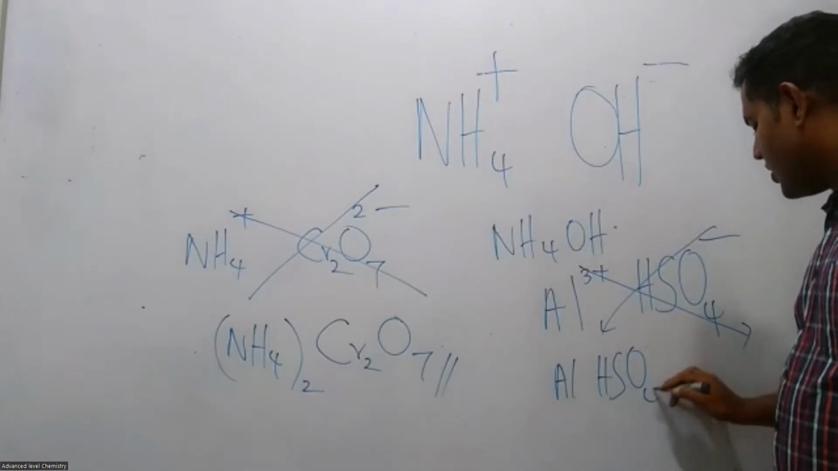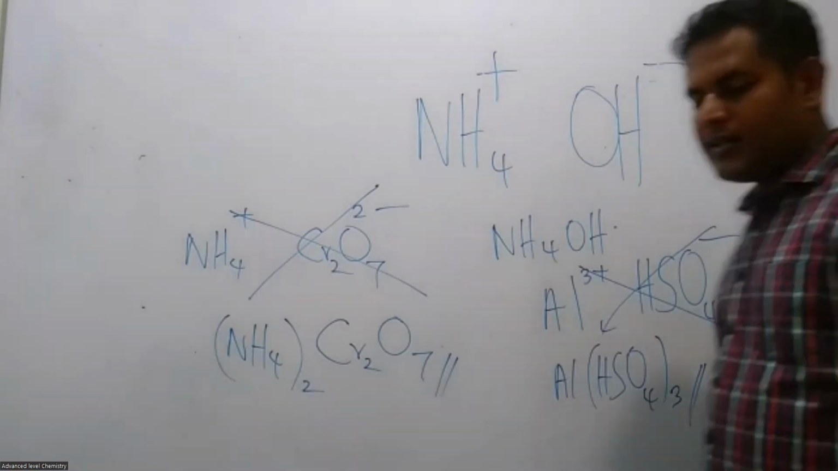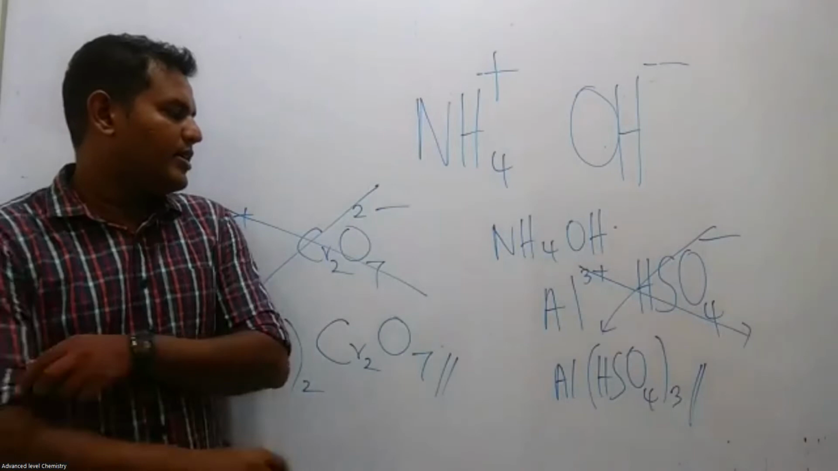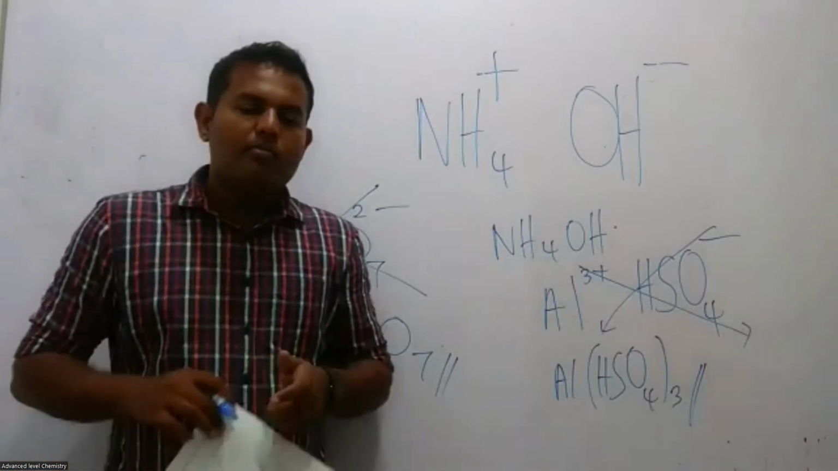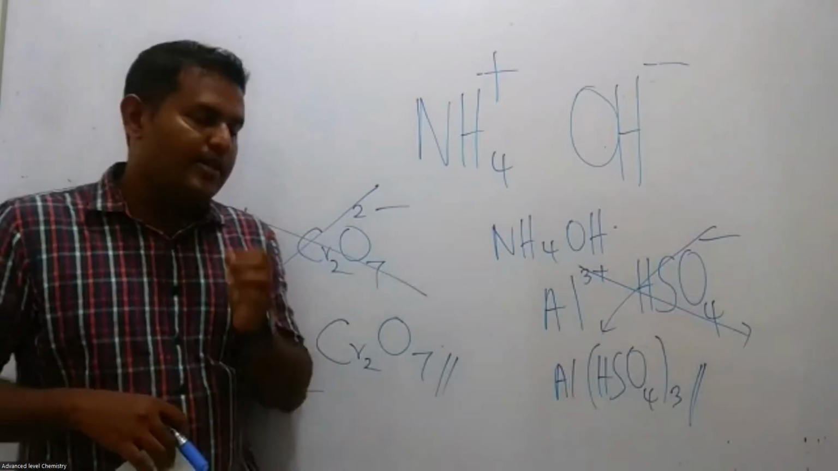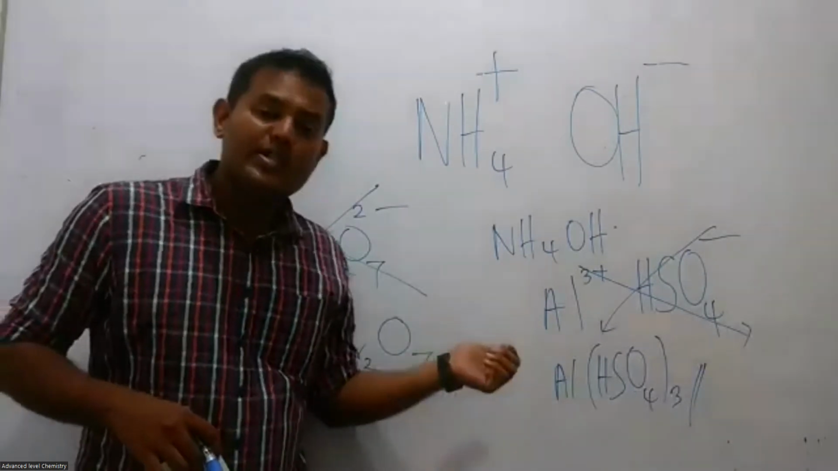Right? That is Al HSO4, and then you get this 3 here. That is thrice. So that is Al(HSO4)3, aluminium bisulfite. If you have written your answer like this, really great. Okay, good. So you have taken a good start.